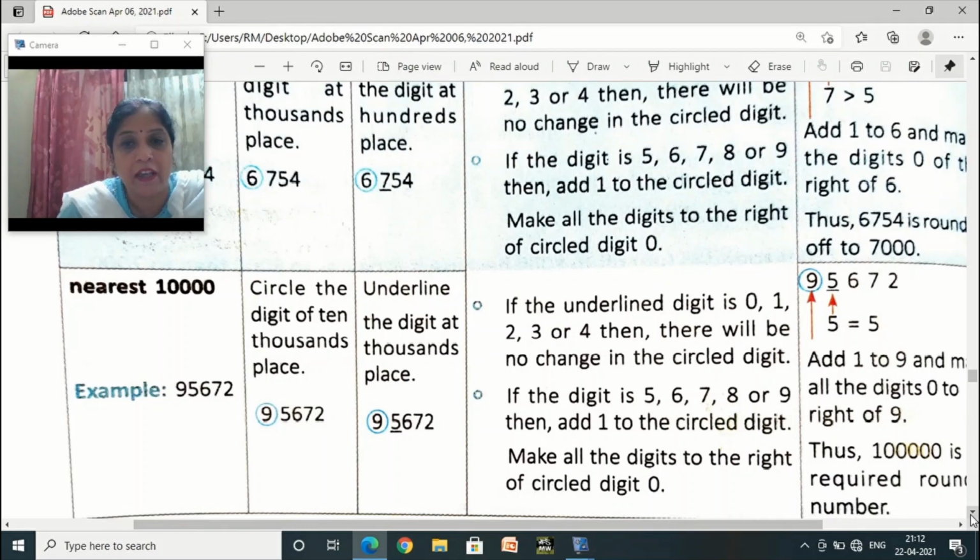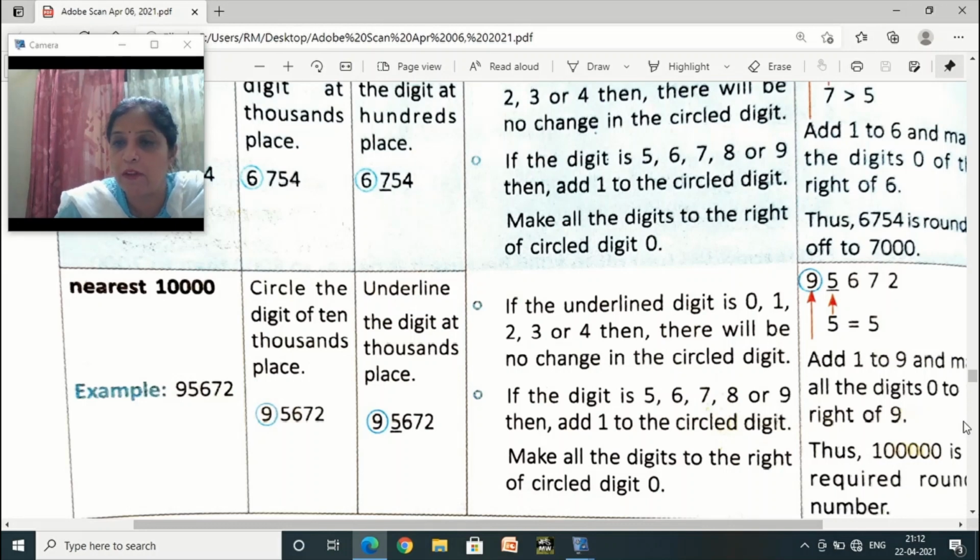That means if it is less than 5, then you will not add 1, and you will make all the digits to the right of the circled digit 0. And in case the underlined digit is greater than or equal to 5, then you add 1 to the circled digit and make all the digits to the right of the circled digit 0.